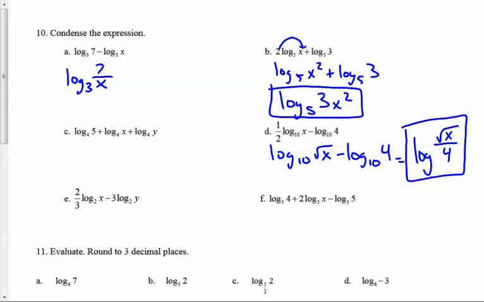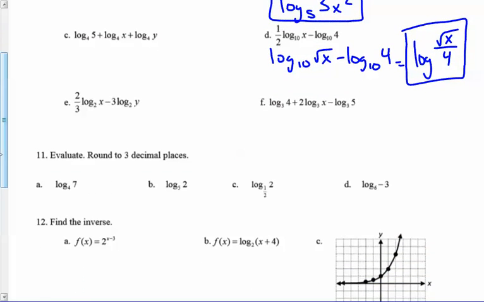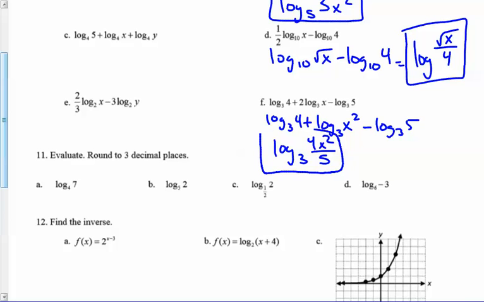Okay? Order of operations, you should always be working from left to right. So log base 3 of 4 plus log base 3 of x squared minus log base 3 of 5. So I'm multiplying 4 and x squared. So that gives me log base 3 of 4x squared, and then I'm subtracting, so I'm dividing. And that is condensing.